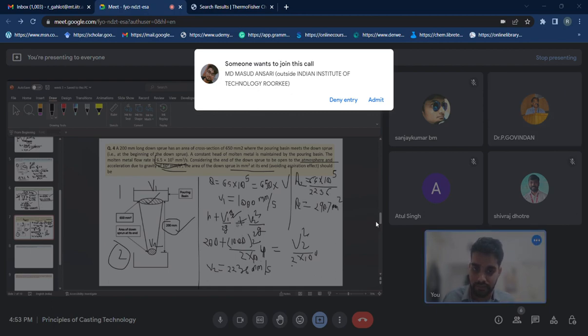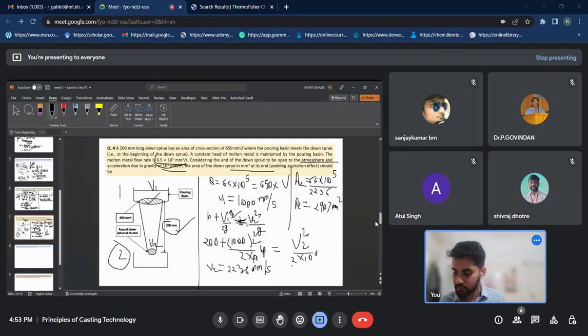During this Bernoulli's equation, h plus v1 square divided by 2g plus v2 square divided by 2g. Oh sorry, it is equal. Yeah.